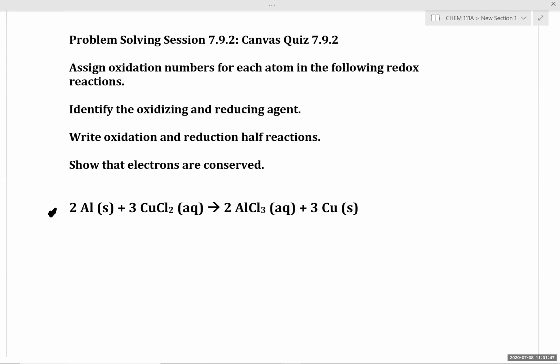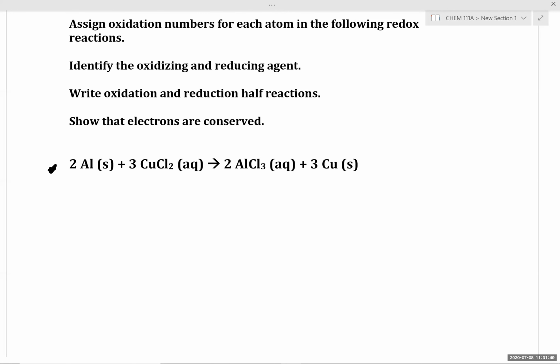Okay, so let's discuss this example. First and foremost, we're going to assign oxidation numbers. Aluminum has a total charge of 0, oxidation number of 0. Copper in copper chloride has an oxidation number of +2. Aluminum in aluminum chloride has an oxidation number of +3. And copper, as a pure metal, has an oxidation number of 0.